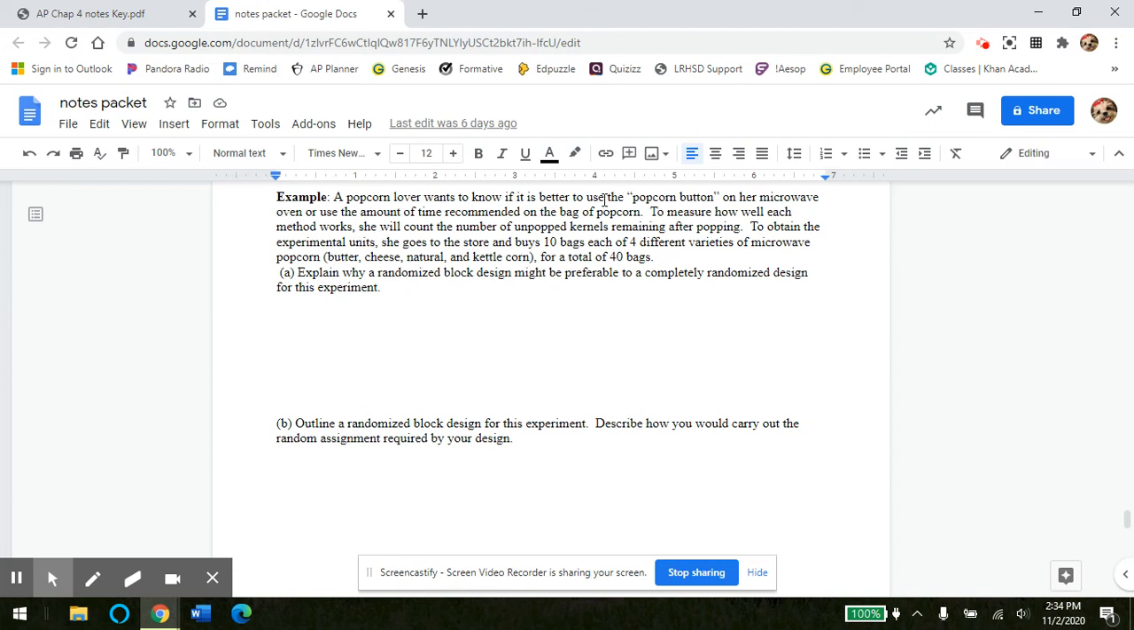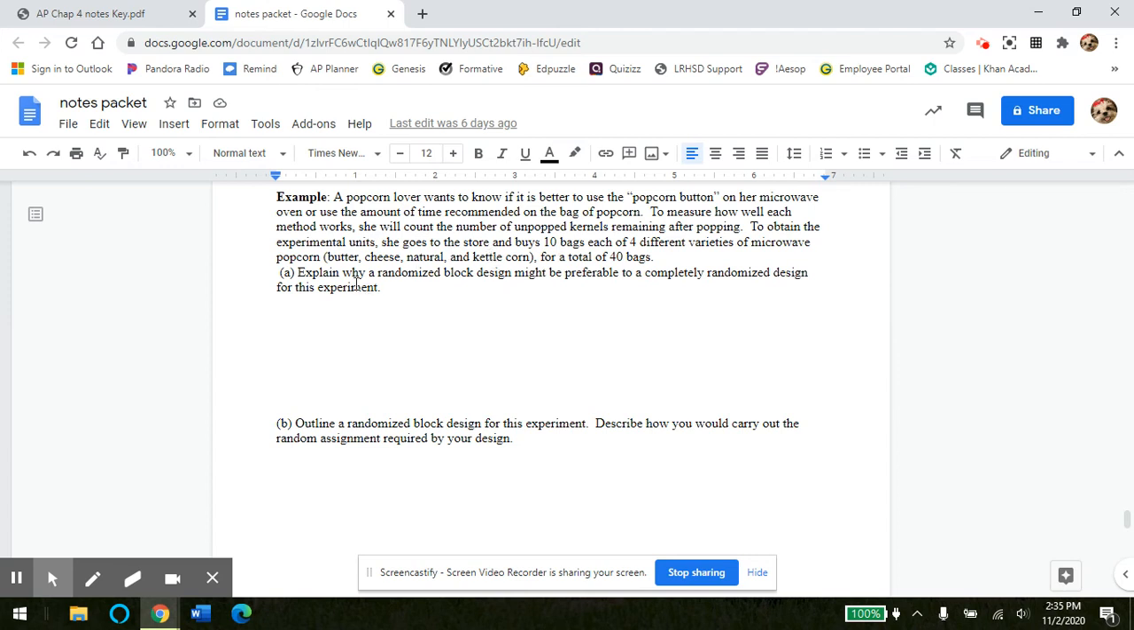Or it's not done. So to measure how well each method works, she's going to count the number of unpopped kernels that remain after popping. To obtain the experimental units, she goes to the store and buys 10 bags, each of 4 different varieties of microwave popcorn. Okay. She's going to get 10 bags of butter, 10 bags of cheese, 10 bags of natural, 10 bags of kettle corn.